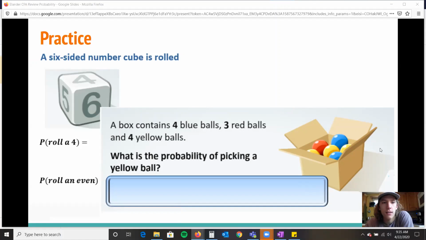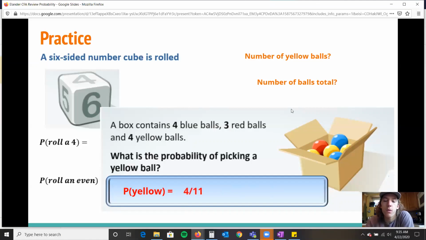All right, a lot of 4 out of 11s, 36%. All right, let's check it out. So number of yellow balls. There are 4 yellow balls, right? And how many balls are there total? Well, we got 4 and 4 make 8, and then 9, 10, 11. So there's 11 total, as you guys already know there. So probability of getting yellow would be 4 out of 11.